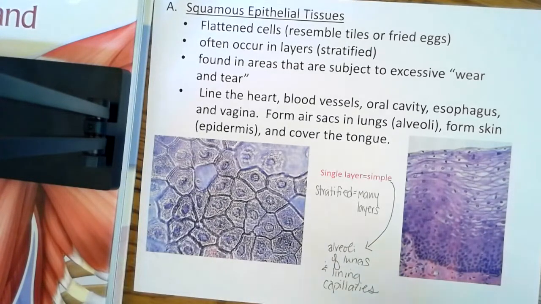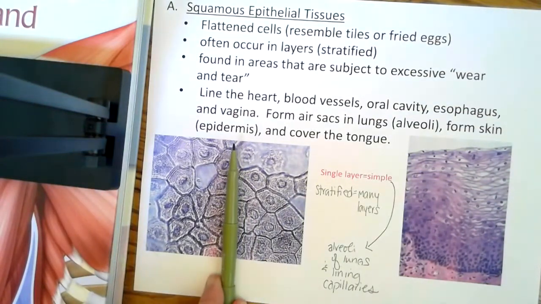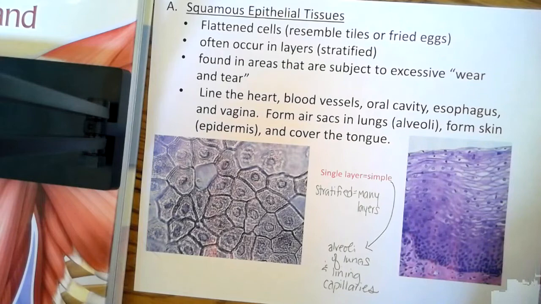Again, we can have simple squamous epithelial tissue in a single layer and stratified. These are some of the locations that might be subjected to excessive wear and tear, like lining the heart, lining arteries and veins, lining your mouth and esophagus, the female vagina, covering the tongue, and then forming our skin, our epidermis, which again, more to come on that and dealing with these layers in chapter 3 for the integumentary system.